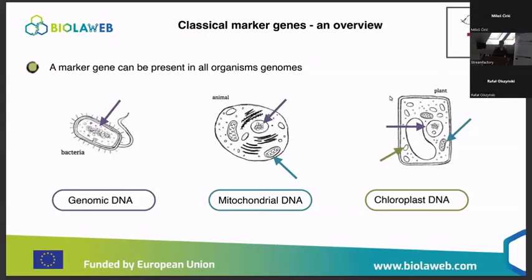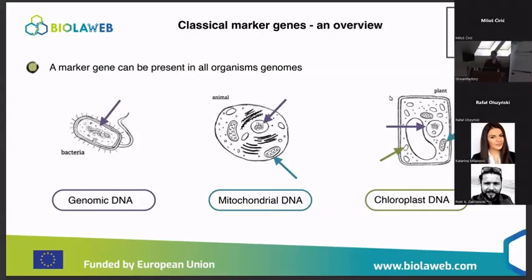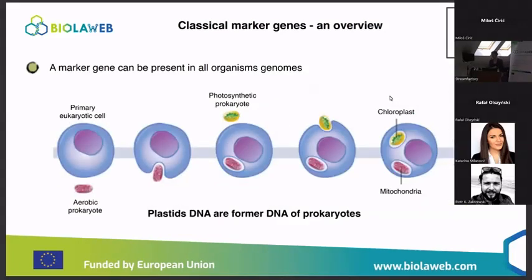First, the different parts of the cells. So for prokaryotes like bacteria, you will have only one DNA. That is quite easy. But for eukaryotes like animals and plants, you find DNA also in the nucleus, but also in the mitochondria and the chloroplast. And why is that?